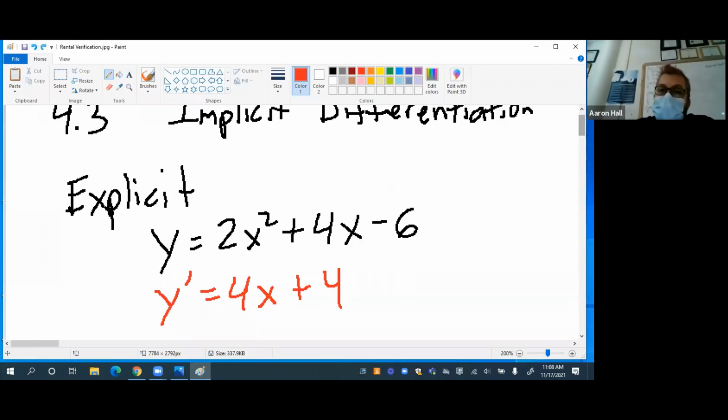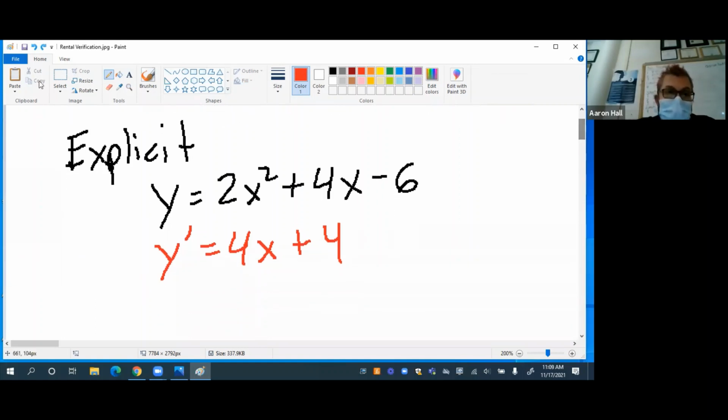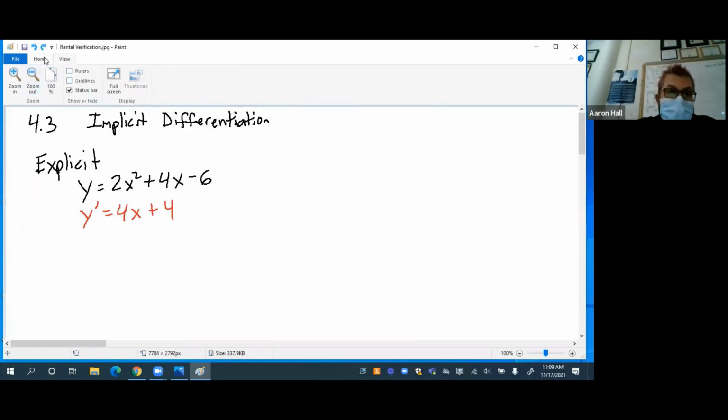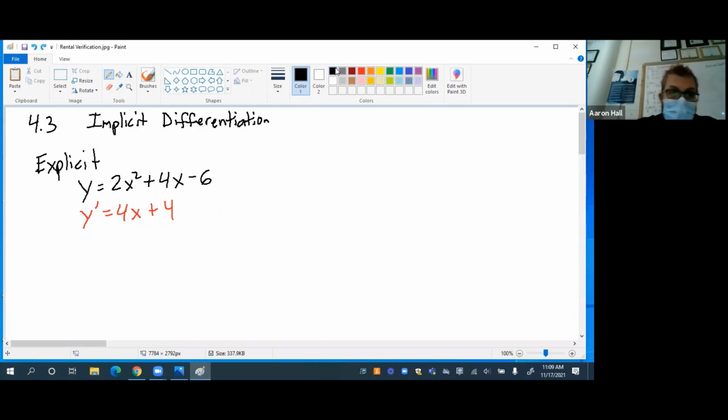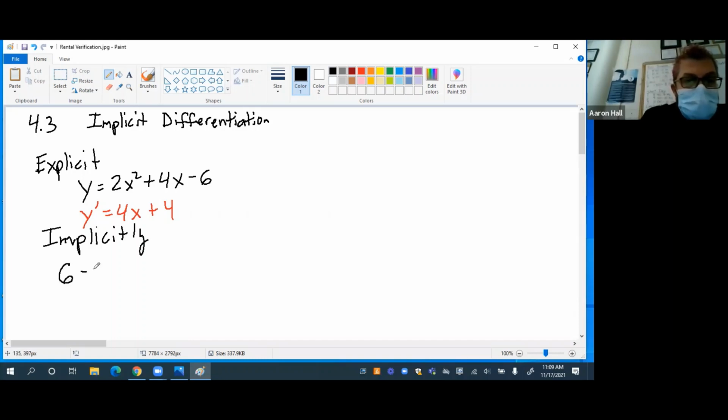Now, what if I rewrote this and we're going to do the same problem again, and we're going to do this implicitly. So what if I have, I don't know, 6 minus 4x plus y equals 2x squared.